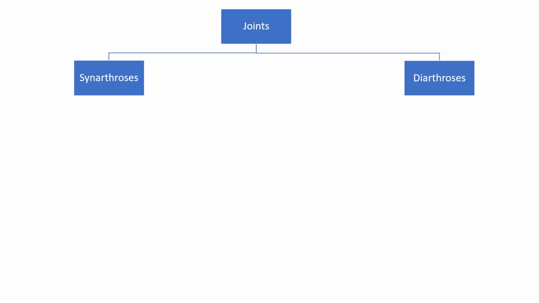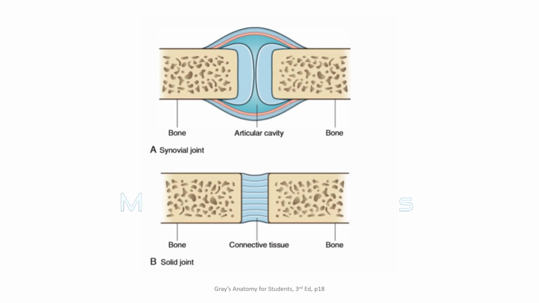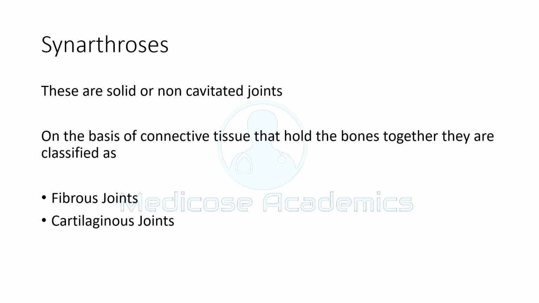Let's explore further the synarthrosis. Here you can see a simple diagram differentiating between synarthrosis and diarthrosis. Here you can see that this is a cavitated joint, diarthrosis, and this is a solid joint, synarthrosis. Synarthroses are the solid non-cavitated joints. If they are non-cavitated, this means that the two ends of the bones must be held together by some material. If the bones are not held together by any secondary material, if there is a bone between them, then it would not have been a joint.